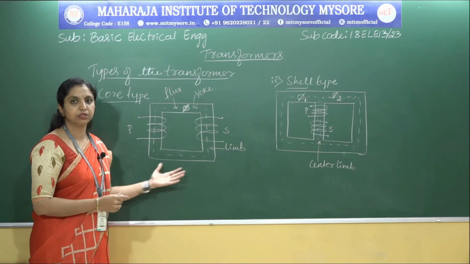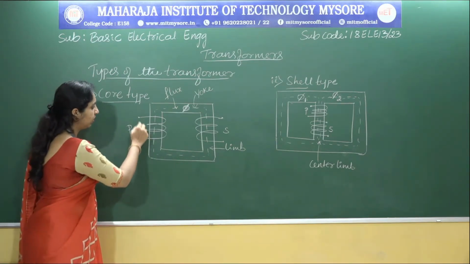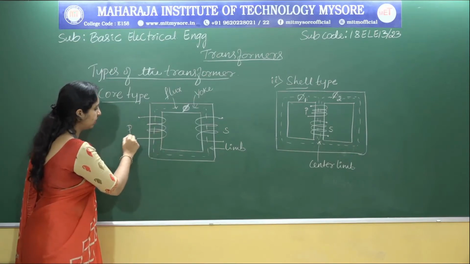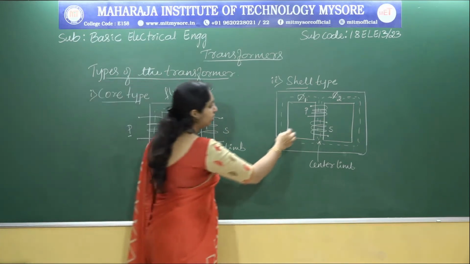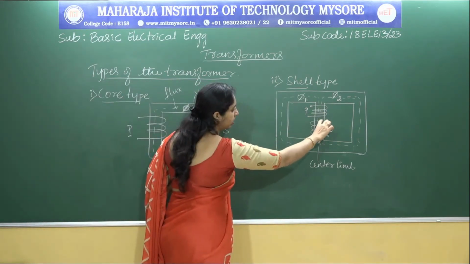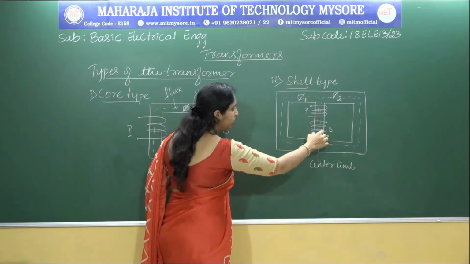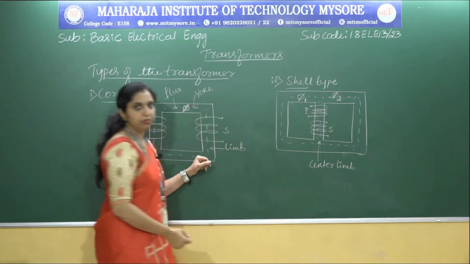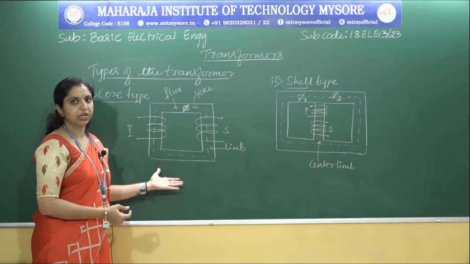So these are the differences between the core type and shell type. And what do we call this? This is the primary winding, which we represent as P, and this is the secondary winding. Similarly, you can see the primary winding at this part and the secondary winding. Both primary winding and secondary winding are wound on the center limb. So these are the differences between the core type and the shell type.